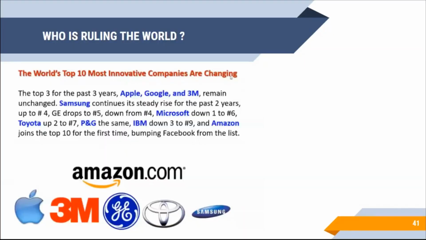Then, who is ruling the world? We know all these top companies are ruling the world, and why are these companies almost always at the top? Anyone knows? Because they are always going to give you new ideas. Yes, Apple, Samsung, each and every month they are giving you a new product, with new technology. That is the reason they are able to stay among the top 10 companies in the world.